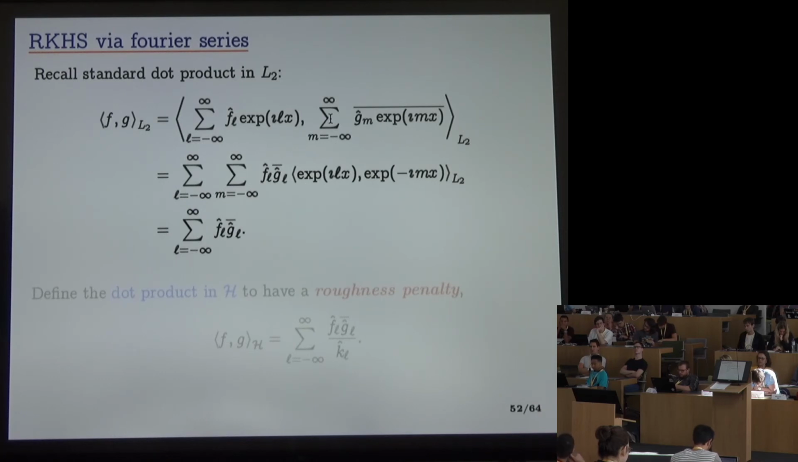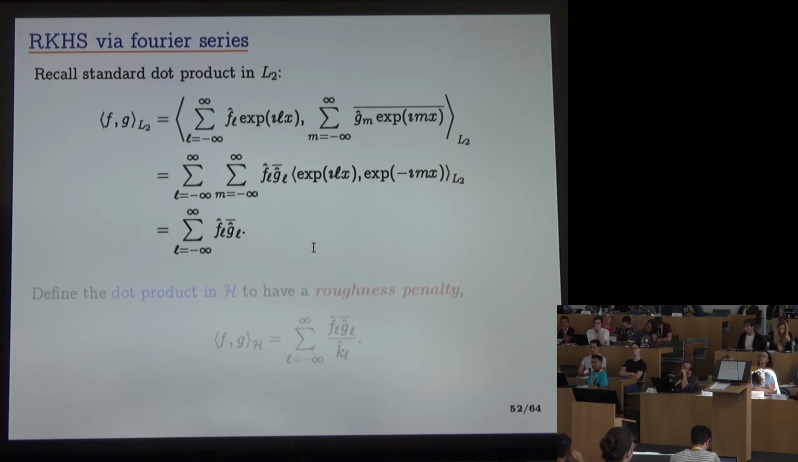When I do that, I can take the sum outside my dot product, so I've got the sum over f hat, g hat complex conjugate, times the dot product between these Fourier basis functions. Remember that the Fourier basis functions form an orthonormal basis. So this dot product is only 1 when l and m agree, and it's 0 when they don't. So this double sum turns into a single sum, because all of the terms are 0 except for those terms where l and m agree. So this is just a dot product of f hat and g hat. This is the standard dot product for functions in the Fourier domain.